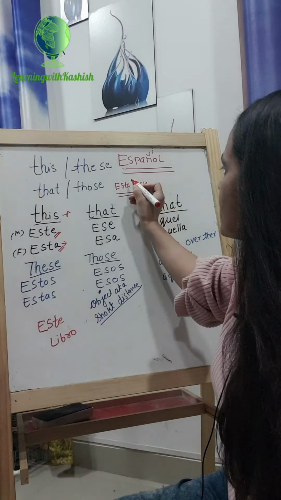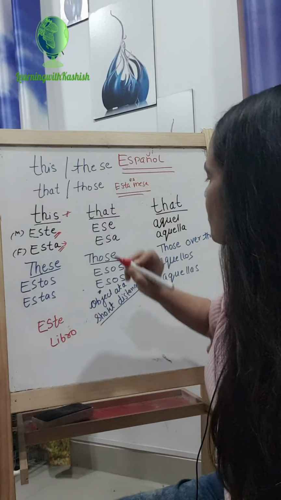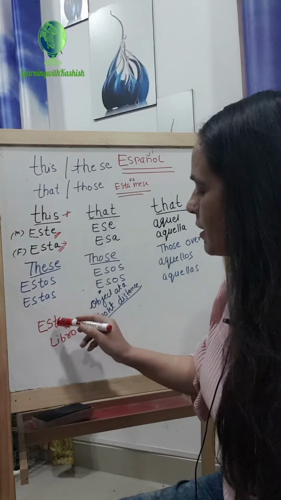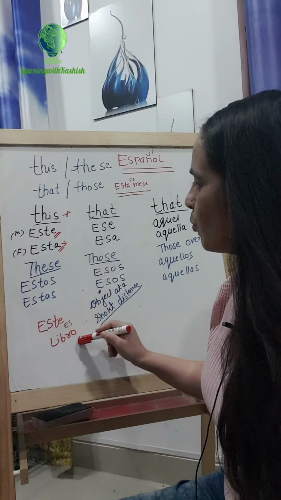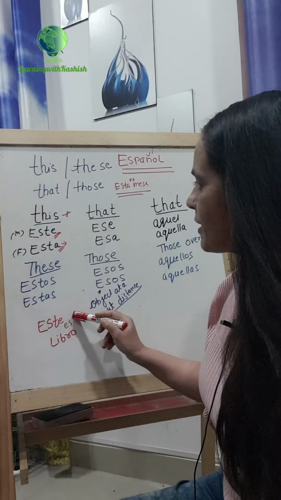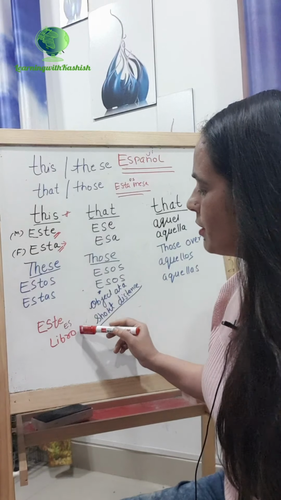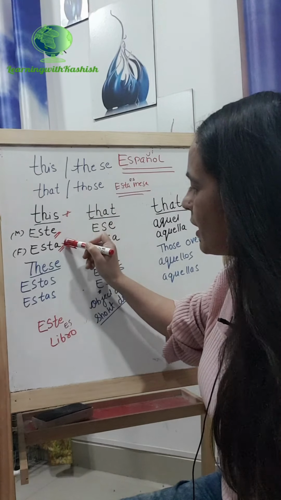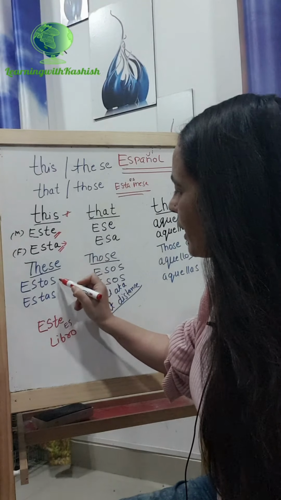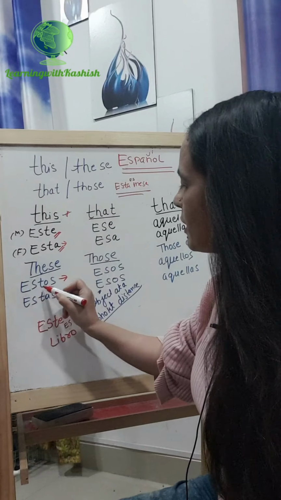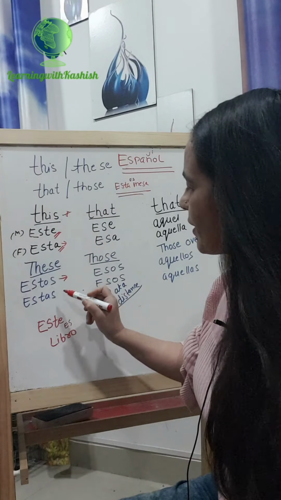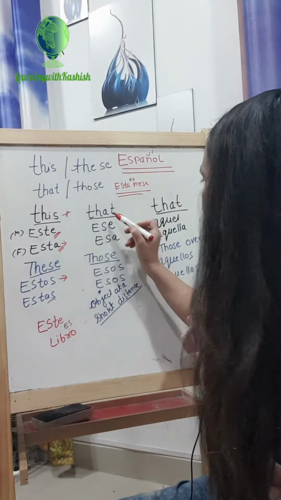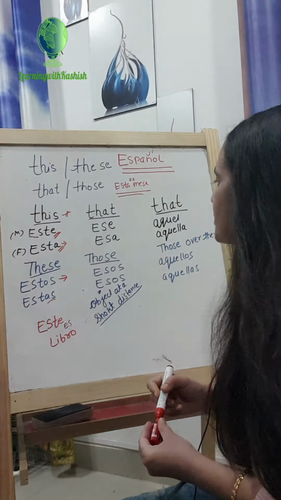This is a table, esta es mesa. This is a book, este es libro. But if I am using esta here, that will be wrong because libro is masculine. So we will remember for this: este, esta. For these: estos, estas. The plural of este is estos and the plural of esta is estas. We will give examples after some time.